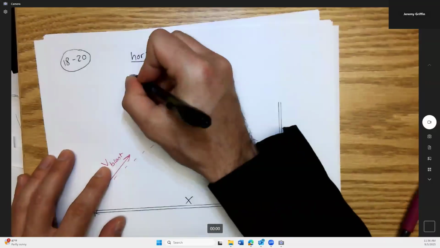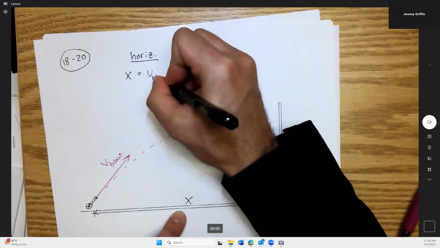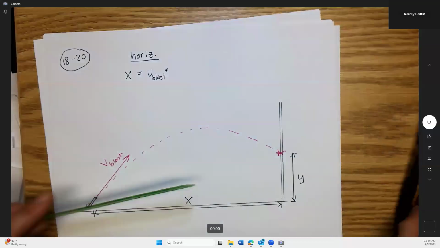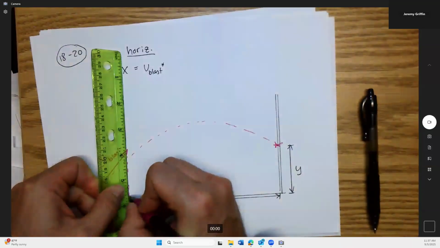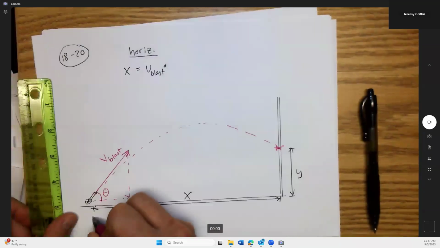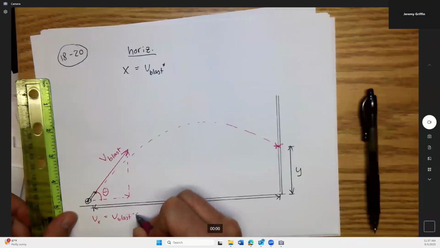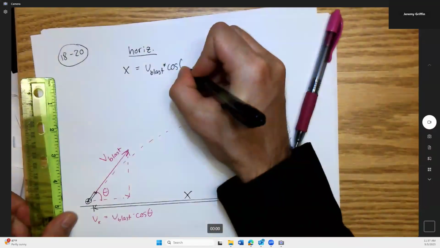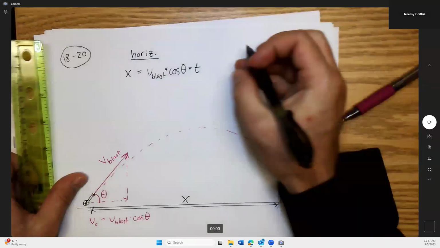So in the horizontal direction, I could say X, this X right here, is equal to V blast times, what? V sub x equals V blast times cosine theta. So I need a cosine theta here. And then times t.